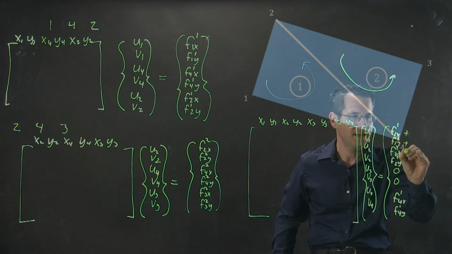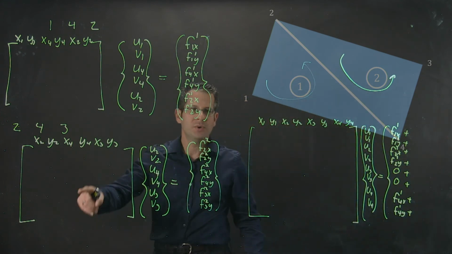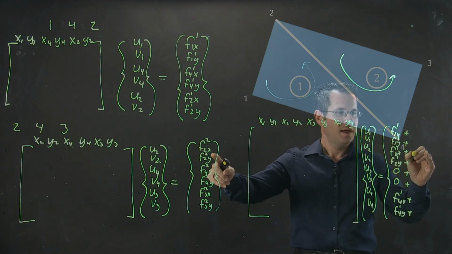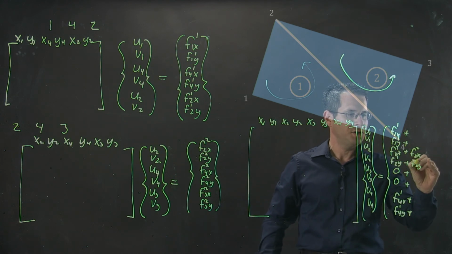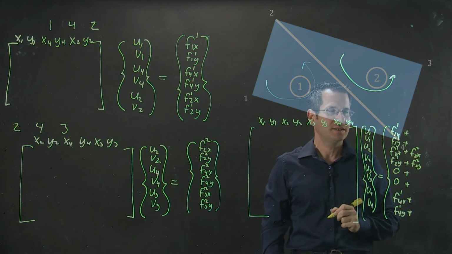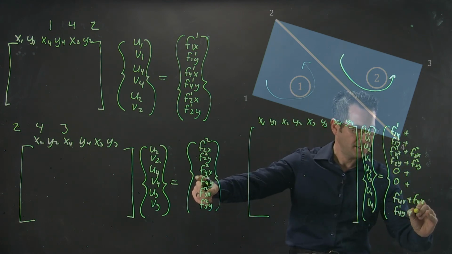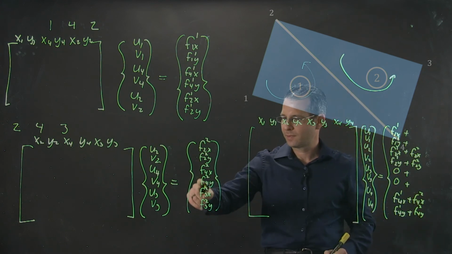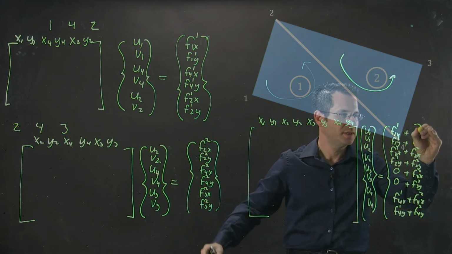I will then add the forces affecting these nodes due to the second element. So I'll have F2x, F2y due to forces acting on the second element, F4x, F4y due to the second element, and F3x, F3y due to the second element.